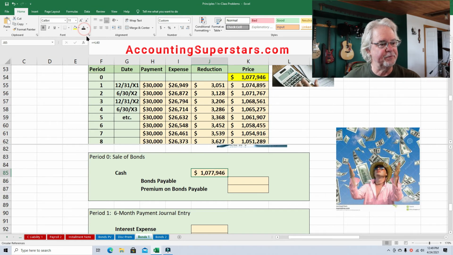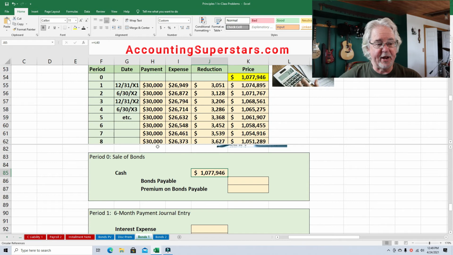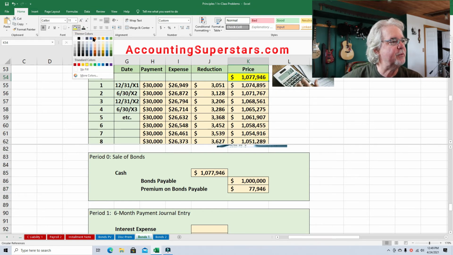So cash, $1,077,946. Now, how much does Fred owe? He owes $1 million. There we go. Bonds payable, $1 million. The premium on bonds payable is the difference. There we go. Easy, easy, easy. So I'm going to change the color here back to what it was originally.